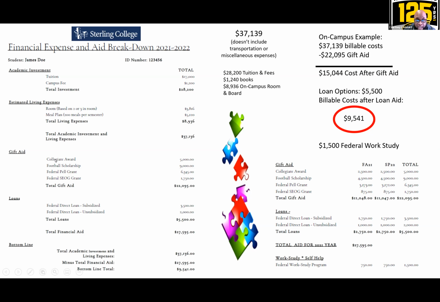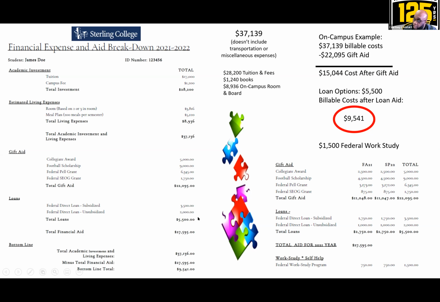We have gift aid, where they seem to have a collegiate award, something that they've won from the institution. They have a football scholarship, so it's an athletic scholarship. Then you have some grants, so the federal Pell Grant as well as the SEOG grant. So their total gift aid is $22,000. Then they have their loan options. So this $5,500 here tells me that that's an incoming freshman, because freshmen are only allowed to borrow $5,500 in their first year, because the federal government doesn't want them to start out in debt.